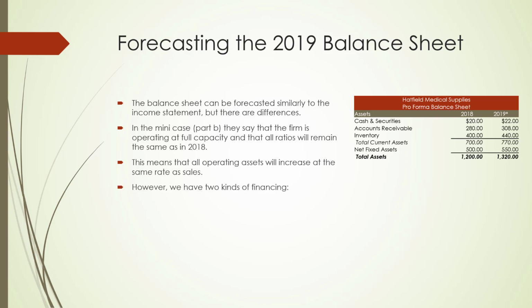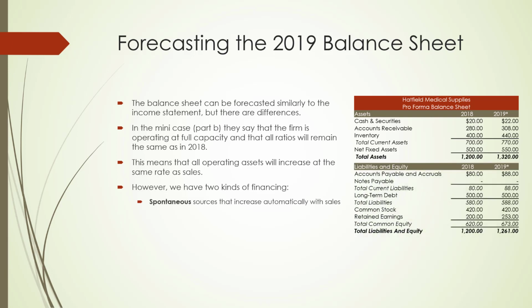Now, when we get to the liabilities and equity side of the balance sheet, we have a couple of other things going on. And specifically, there are two kinds of financing. So previously, we've talked about current liabilities, long-term debt, and equity. Well, now we're going to break that into two different kinds of financing. The first one is spontaneous sources of funds. These are sources of funds that increase automatically with sales. In other words, accounts payable and accruals.